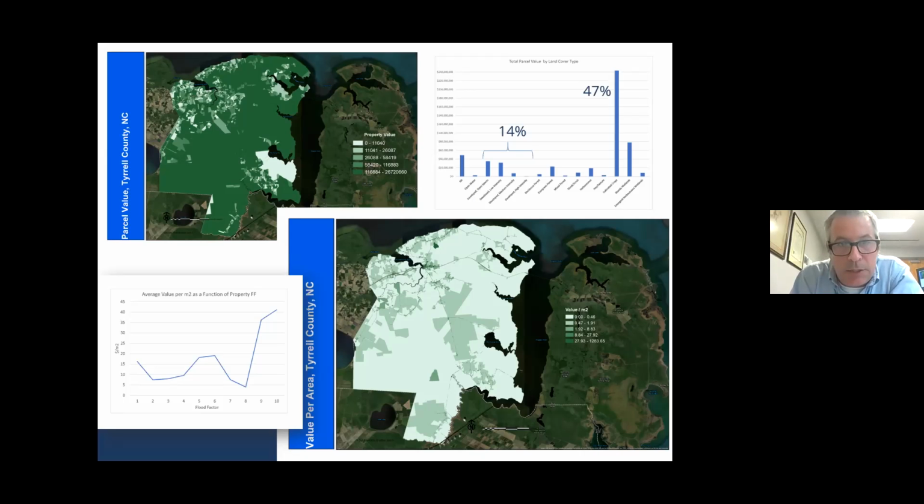If you compare these two, and that's the graph on the bottom left, it's looking at the average value per square meter based on flood factor, going from 1 to 10. And you see what you would probably expect, that it's going up. Although there's that dip at 7 and 8, I'm not quite sure what that is, but there's generally an increase of flood factor with property value per area.